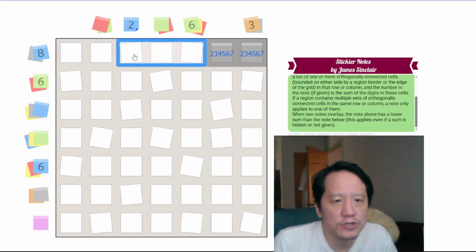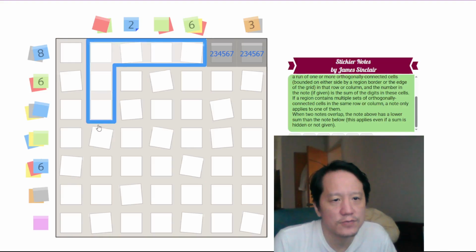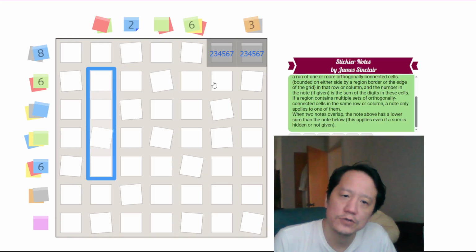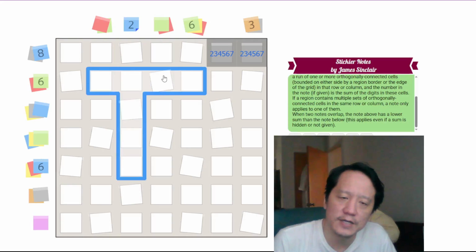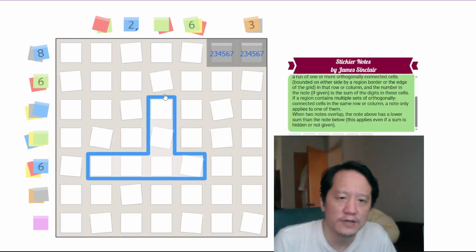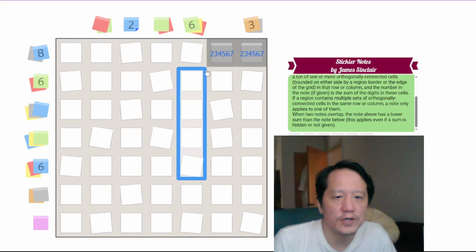Red goes across 4 columns, so we have 3 cells left. Oh, it goes across 4 columns and 4 rows. So it must be some shape like this, or it could be like this. So this, it has to go red here.